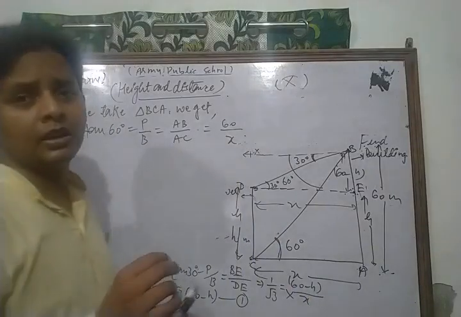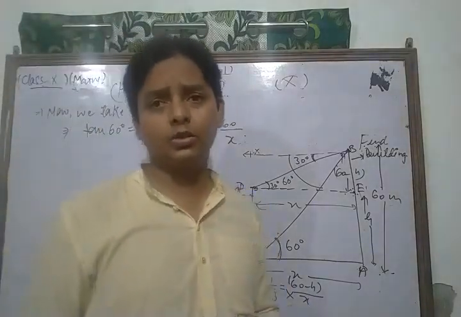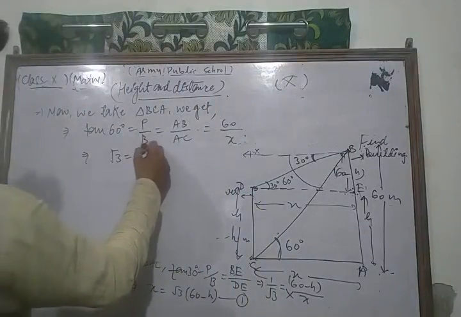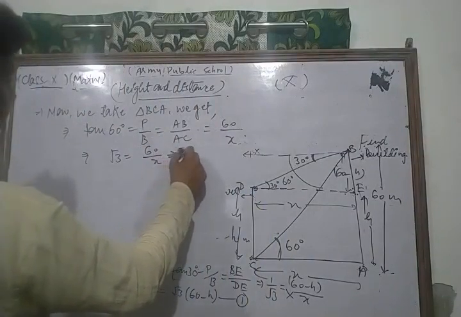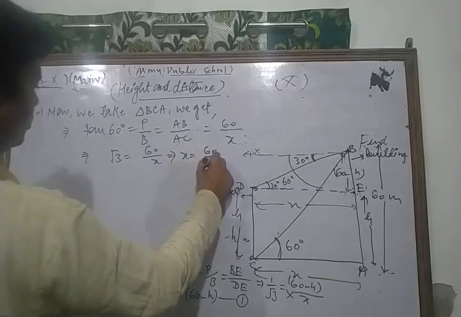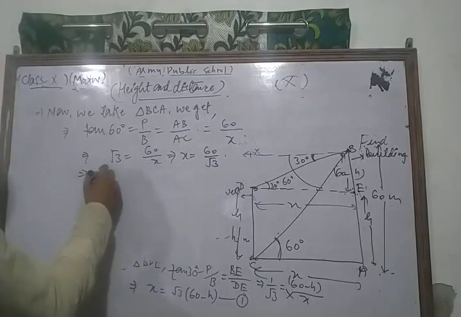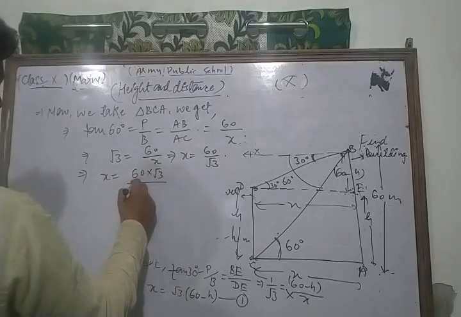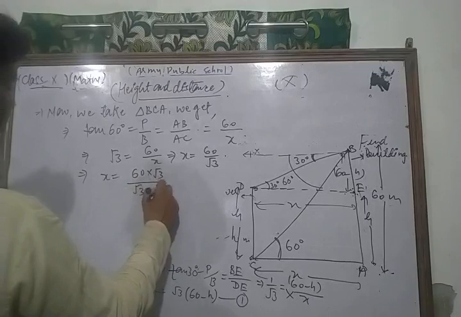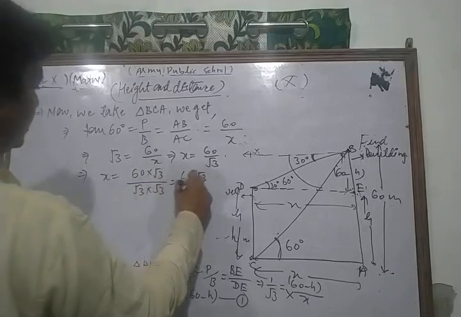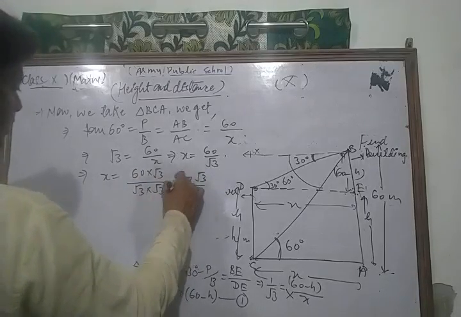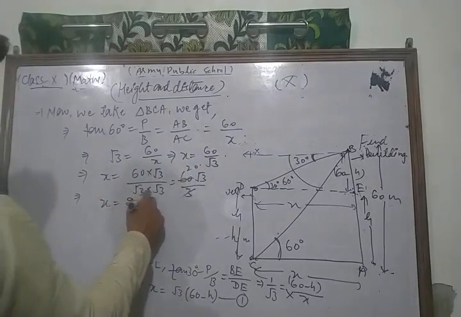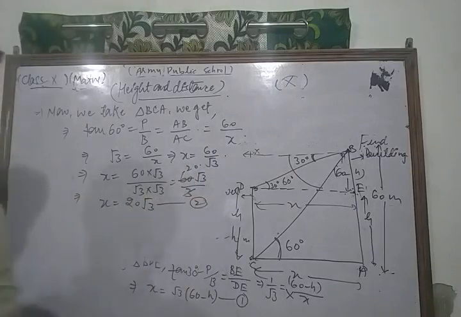Now the value of tan 60 degree. Dear student, you know that the value of tan 60 is under root 3. So here we put under root 3 is equal to 60 upon x. So from there x is equal to 60 upon under root 3, or we simplify them. We multiply root 3 in both the numerator and denominator. So we get 60 under root 3 upon 3, which is 20. So the value of x is equal to 20 under root 3. We take equation number 2.